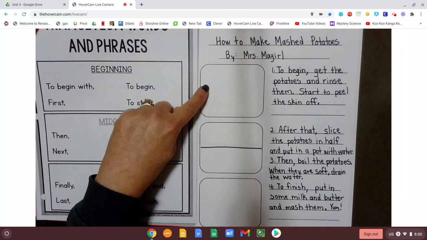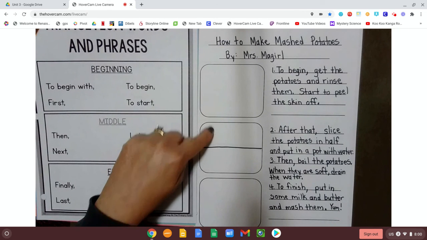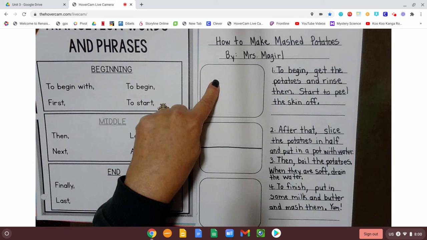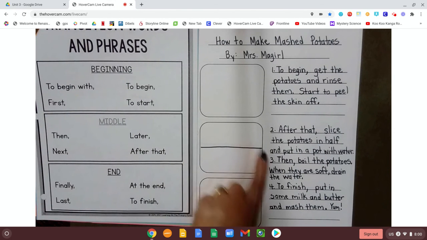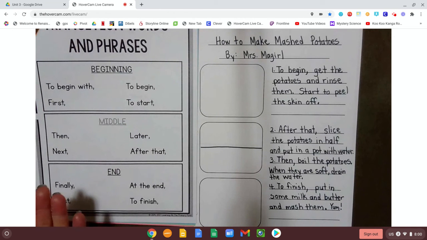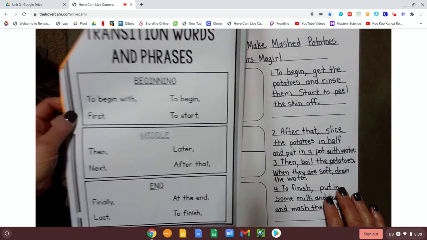And of course, then I would go and I would do the pictures. The first step would have the picture here. The second step, the words and picture would match. Then the third step, and then the fourth step. And you know what? We tried some new words today, and I used this page.